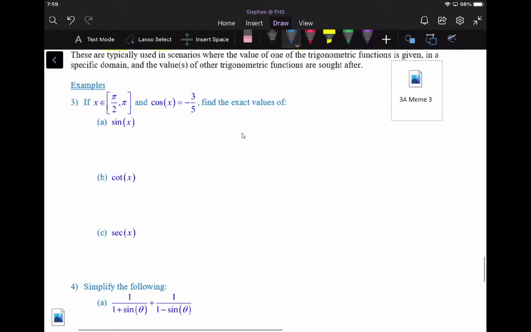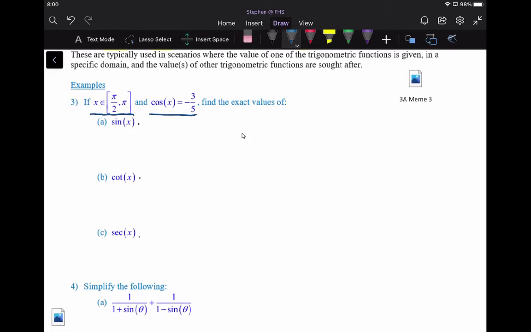Right, so our first example is this one here. We know that x is an angle that is somewhere in the second quadrant. So pi on 2 to pi, that's 90 degrees to 180 degrees. That is an angle somewhere in the second quadrant. We're also told that cos x equals negative 3 on 5. So that is a further reassurance that cos is negative in the second quadrant, because we have a negative value of cos. So this question is asking us to find three things: the exact values of sine, cot, and sec.